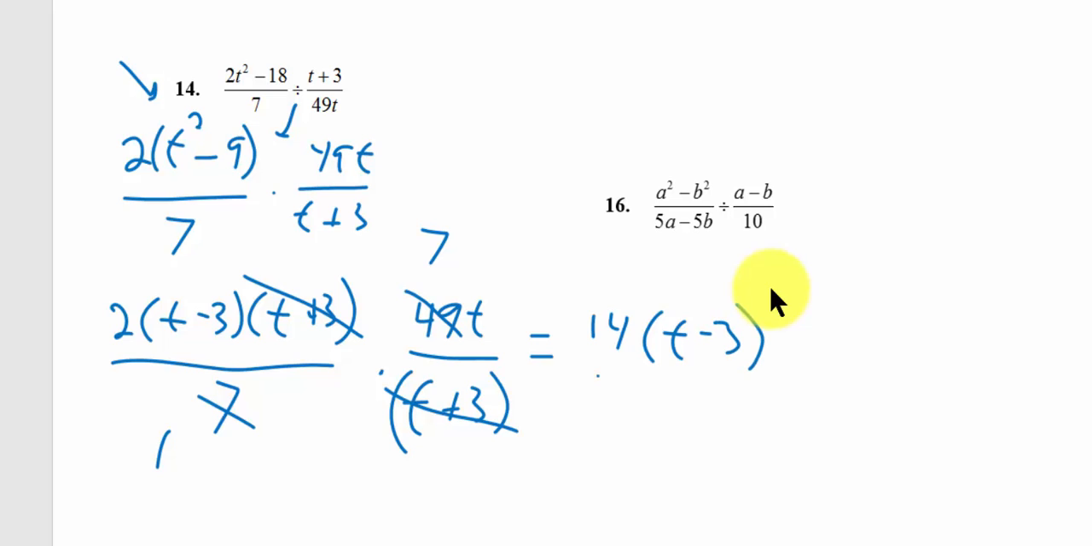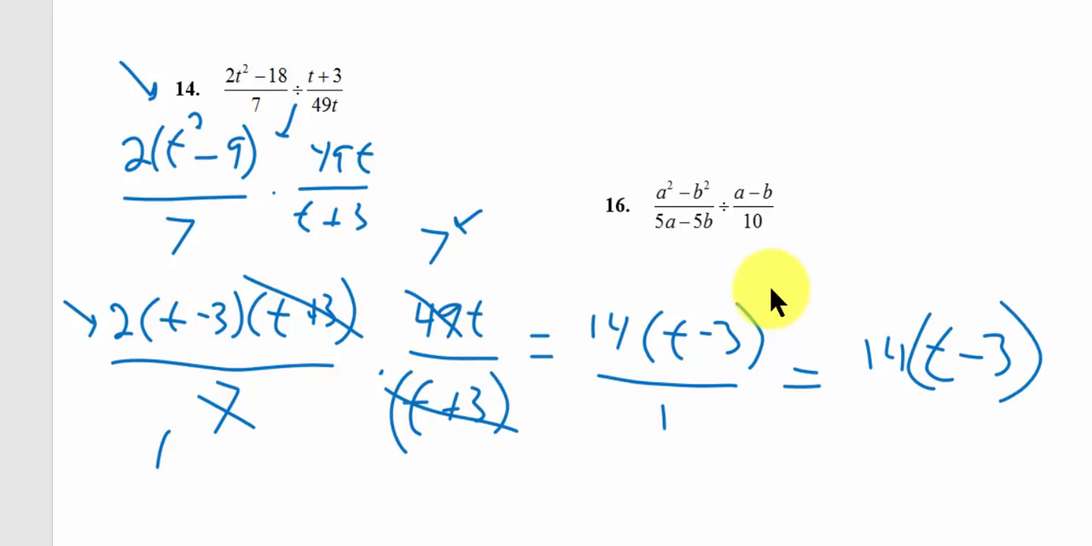I think that's it. There's nothing else on the bottom, right? So the 7 times the 2 is the 14, and t minus 3. So I can put this over 1, or really just write 14 times t minus 3. That's my final answer.